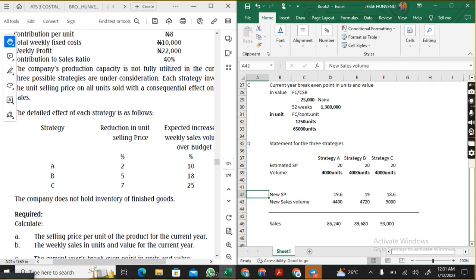I mean, we don't have this before. Are you with me, ma? We can just multiply this by this. But now we have addition and subtraction: an increment of sales volume and a reduction in price. So instead of 20 naira, it now reduces by 2% to 19. So instead of them producing 4,000, they now increase that.